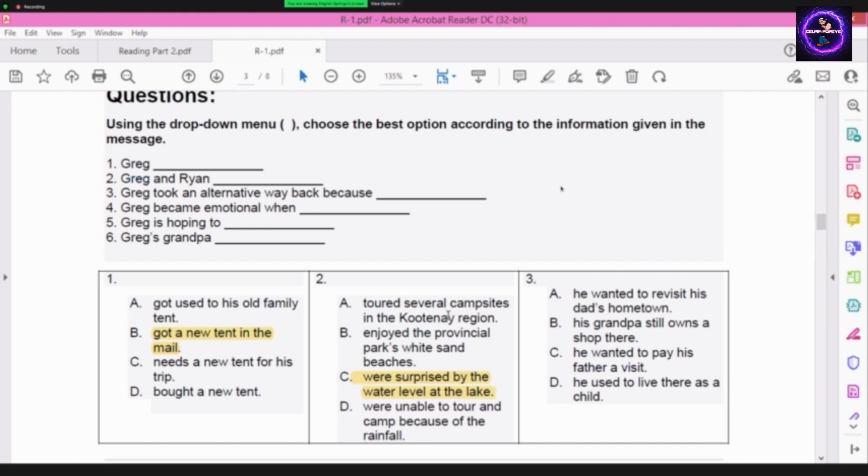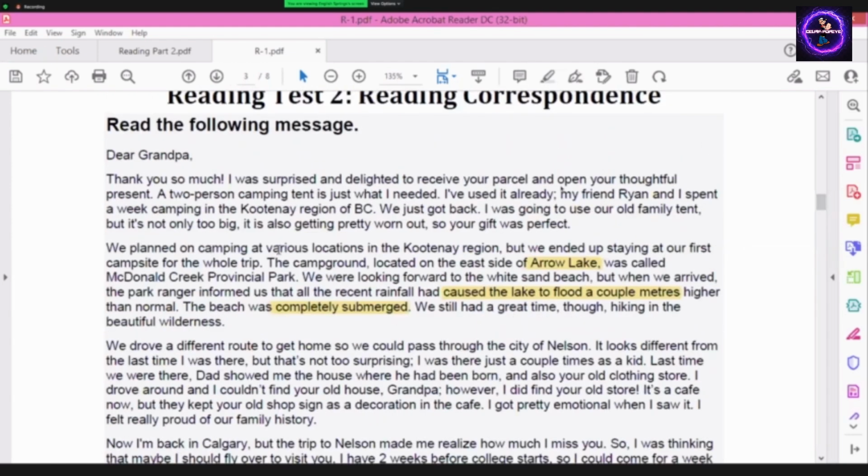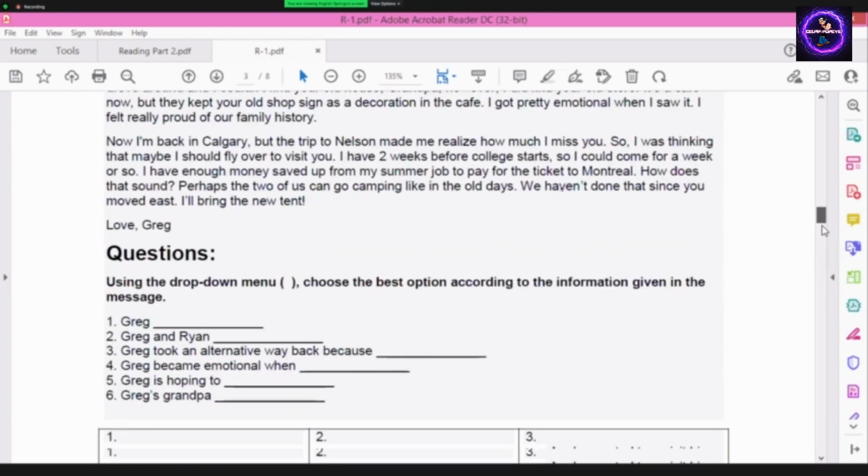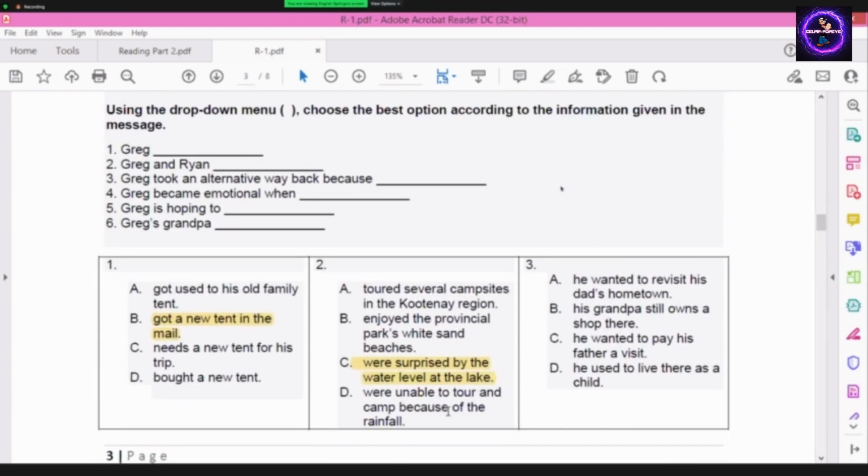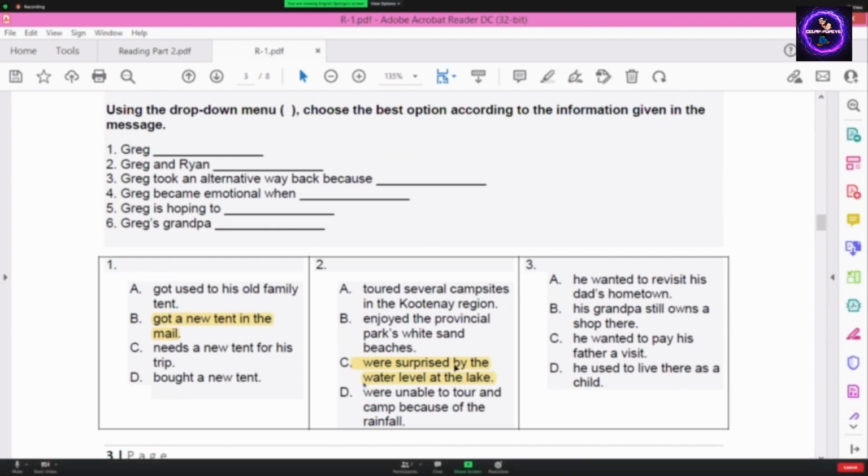They toured several campsites in the Kootenay region. Their plan was to tour, but they only stayed at the same place. This can help eliminate the A option. And D is not right, we were unable to tour. They actually went hiking in the wilderness. But they were surprised by the water level at the lake? It doesn't say anywhere they were surprised.